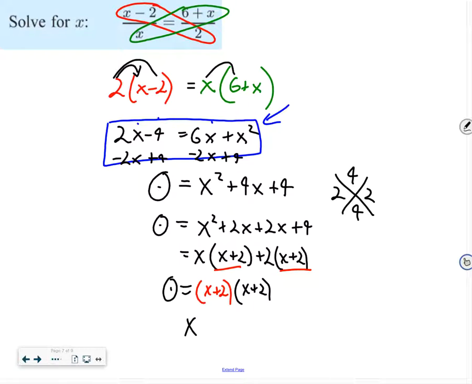So I see that x has to be equal to negative 2 here. And I get the same solution from this term. So this is a case where I only have one solution from this quadratic. Okay, so remember, we can have two solutions, one solution, or no solution. So this time we get one solution.